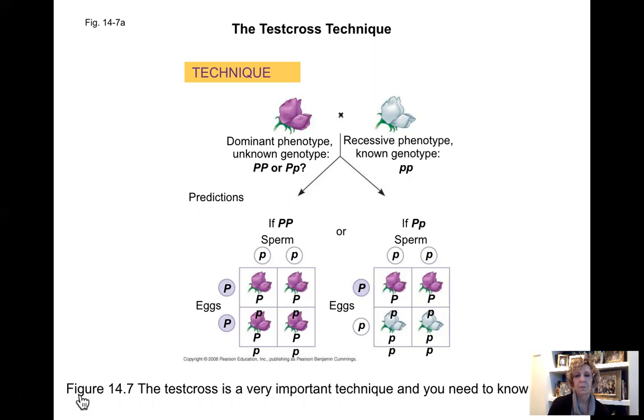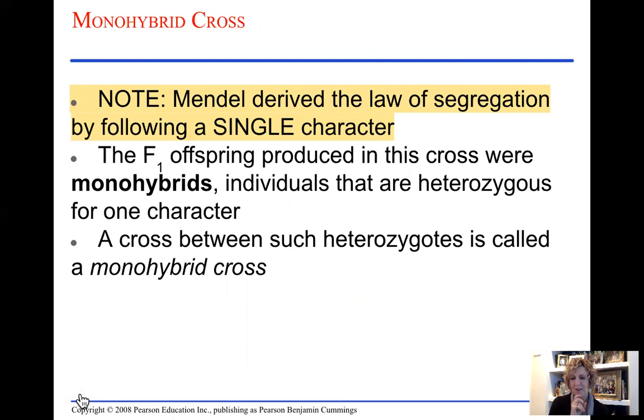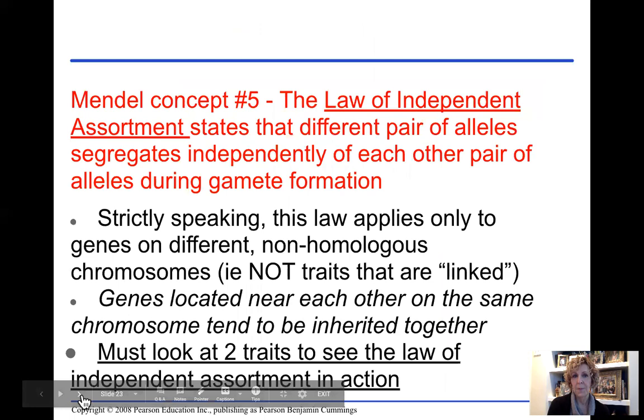So remember, a monohybrid cross is just looking at a single character, right? It's just looking at one particular trait. So that's really important because we're going to see in a minute, if you look at more than one, there's a different law involved. And that other law we're talking about is the law of independent assortment, which states that different pairs of alleles are going to segregate independently of each other during meiosis, during gamete formation. And so that law only applies if the particular alleles are on separate chromosomes. Right? If they're on the same chromosomes, then we say they're linked, and then they do not follow the law of independent assortment.